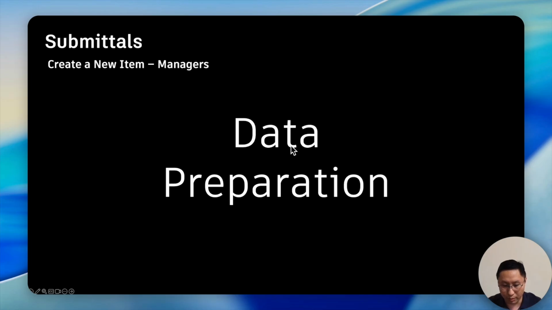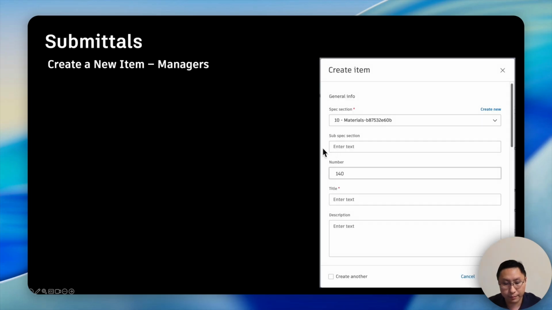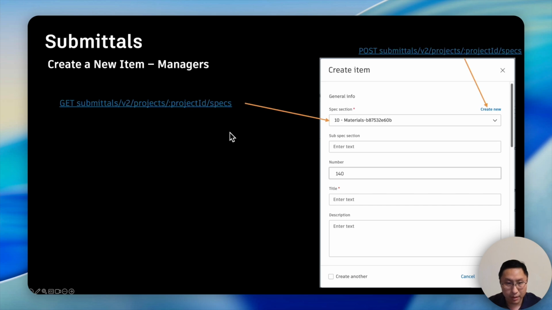So now we'll follow the UI to prepare the data for creating the items using the POST item endpoint. Here we can see the spec section, the custom number, and the title. And we can call the GET specs to get a spec section ID. If there's no spec section in your project, we can call a POST spec to create one.